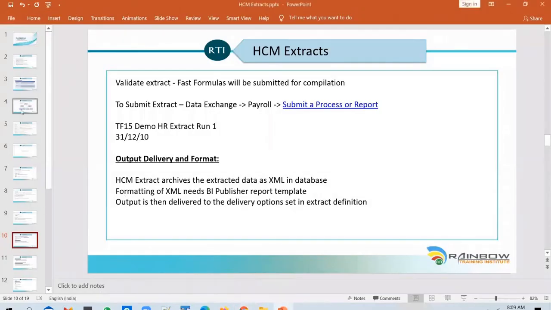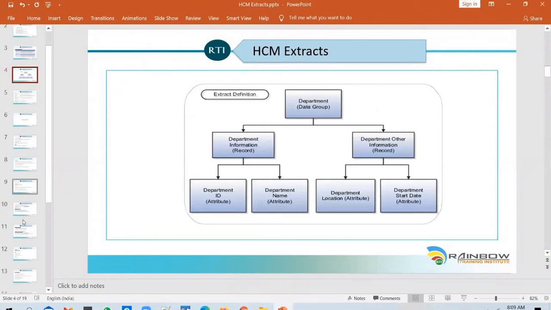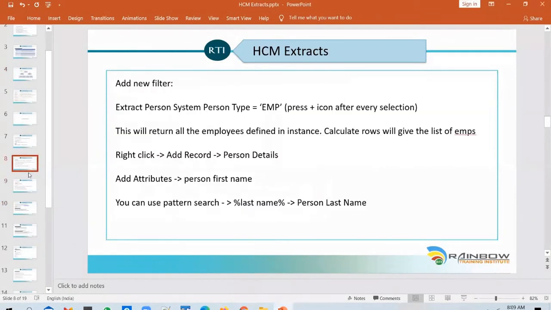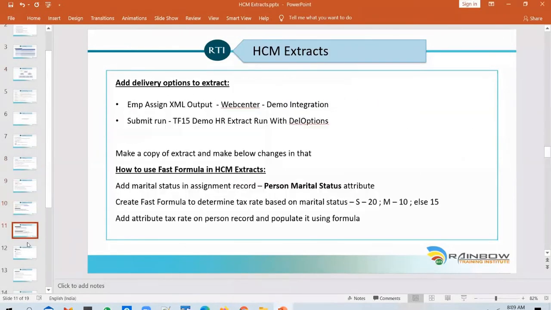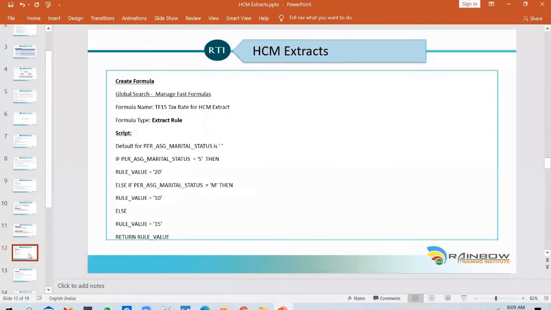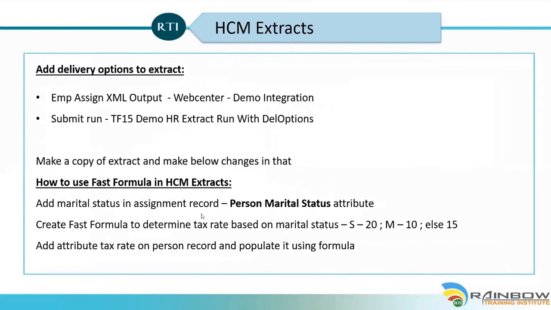And HCM, and the use case for this is at the assignment level. The use case for fast formulas is like this. We have a marital status column, so based on the person's marital status, if the person is single, okay.